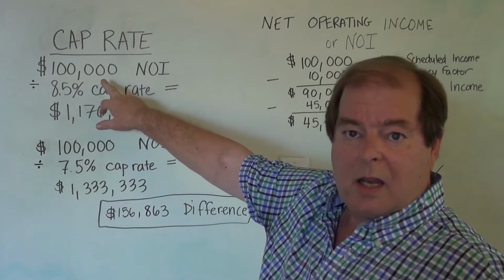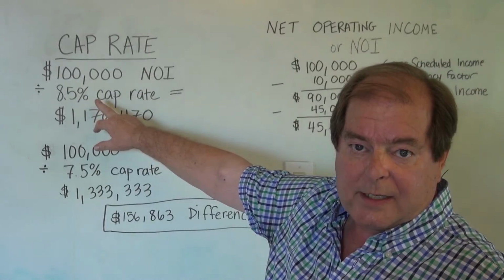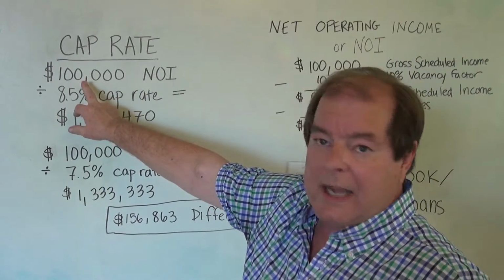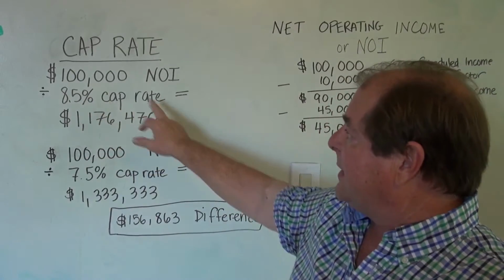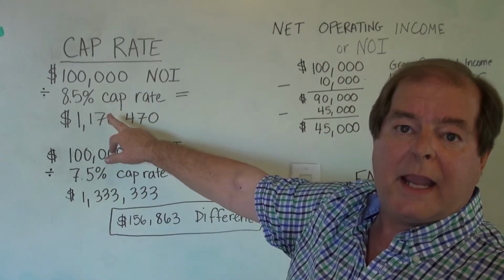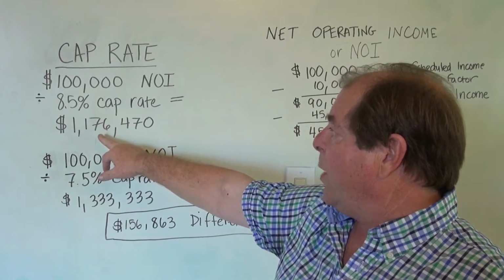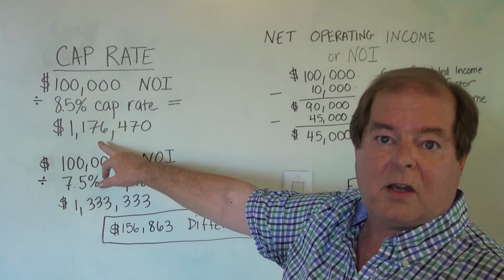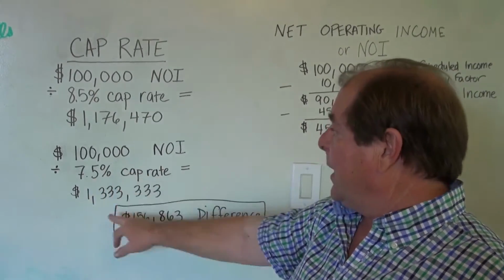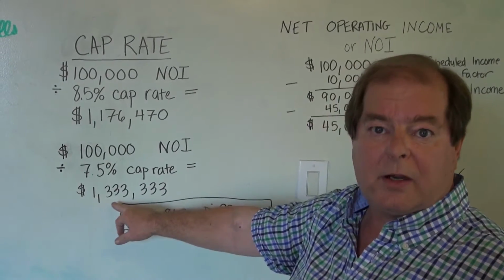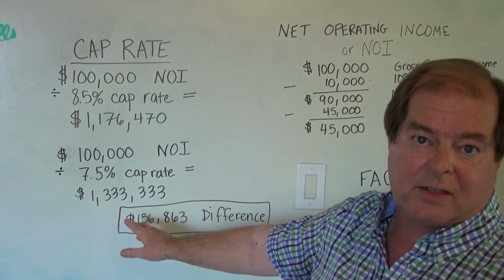If you have a $100,000 net operating income and you need an 8.5% cap rate, to find the value you would divide the net operating income by the cap rate. That gives you a value. In this case, $100,000 divided by 8.5%, if we're looking for that type of return, would give us a value of $1,176,000. If we were looking for only a 7.5% cap rate, we could afford to pay $1,333,000, which is a difference of $156,000.